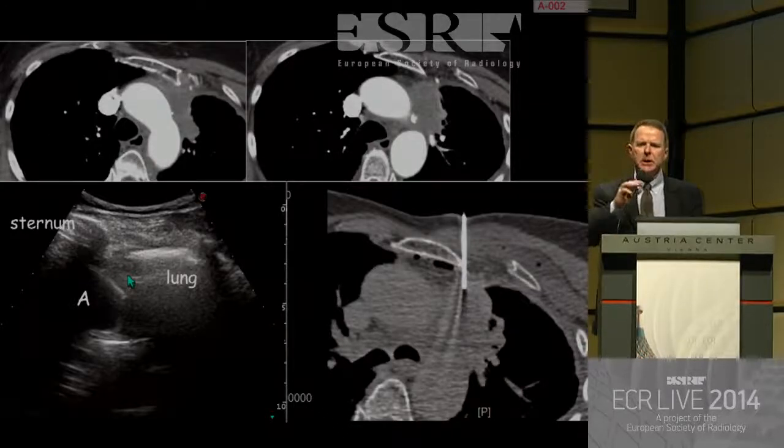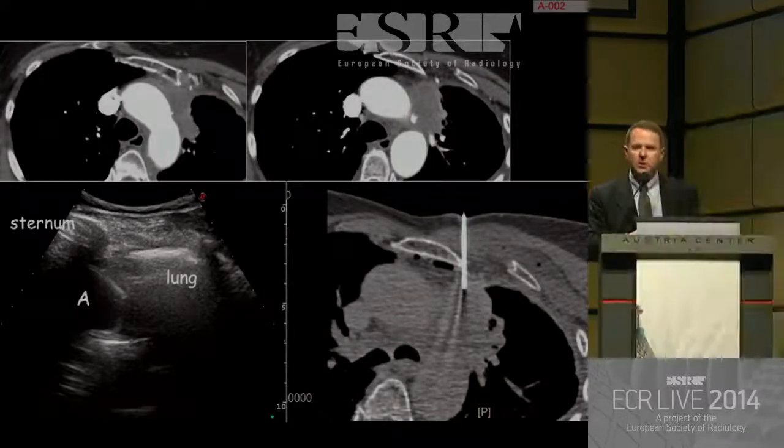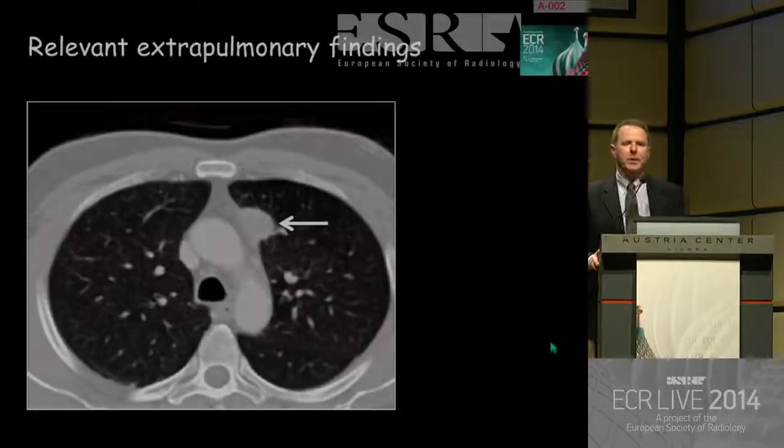So put a needle under ultrasound if you are confident with the guidance and you see all the anatomical structures that you actually see with CT. Okay? And you can do that. Of course, this one was done under CT, and you see the biopsy over here.